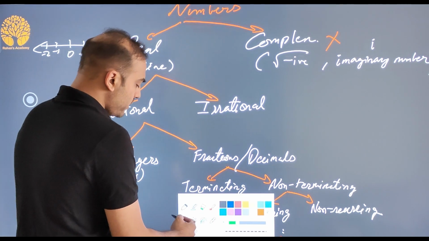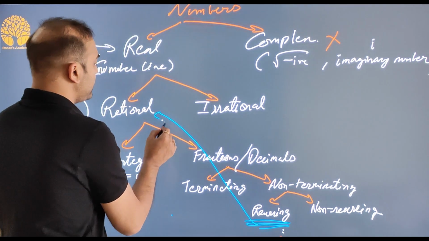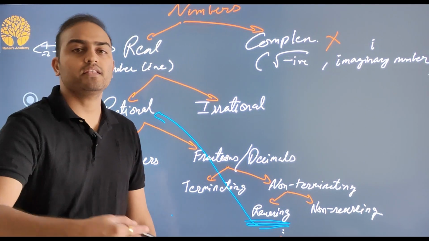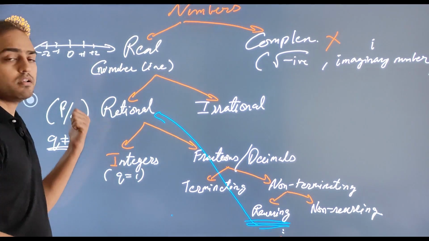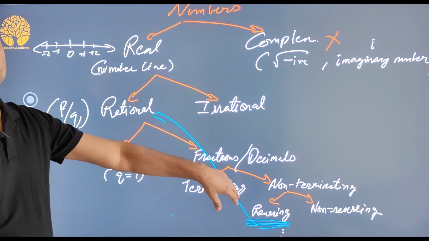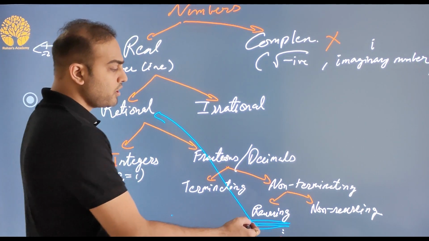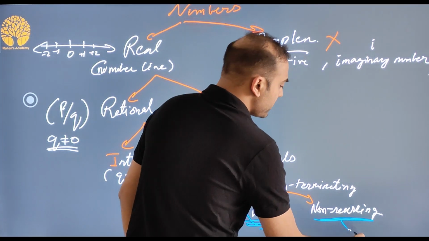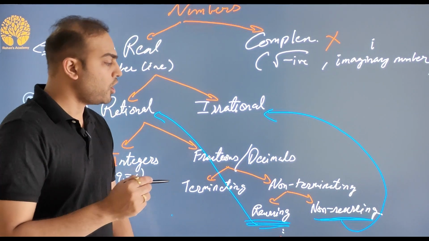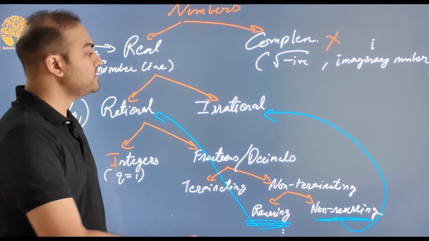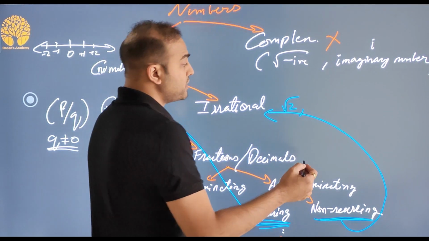Now, important point, recurring non-terminating decimals are rational numbers. So your 0.3333, which is 1 by 3, is a rational number because it can be written in P by Q form. We'll learn how to convert those recurring decimals into fractions a little later. All your non-recurring, non-terminating decimals are irrational numbers. Numbers such as root 2, numbers such as pi.